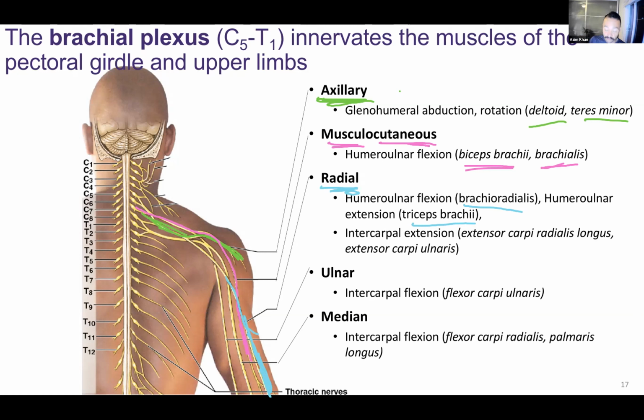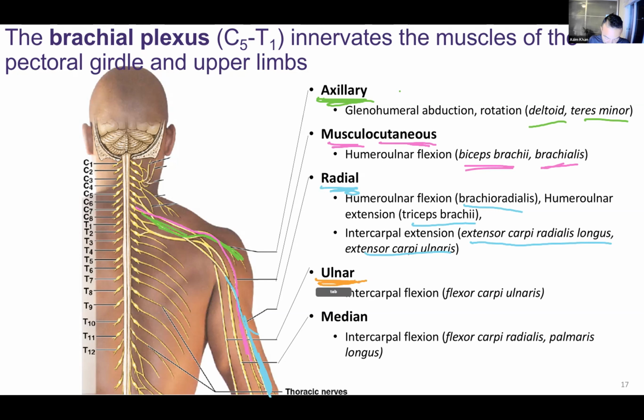Since it goes down to the wrists, you're also innervating your extensor carpi radialis longus, your extensor carpi ulnaris. Since the extensor carpi ulnaris comes a little more posterior, you can use this for extension of your intercarpal joints. That's the radial nerve.